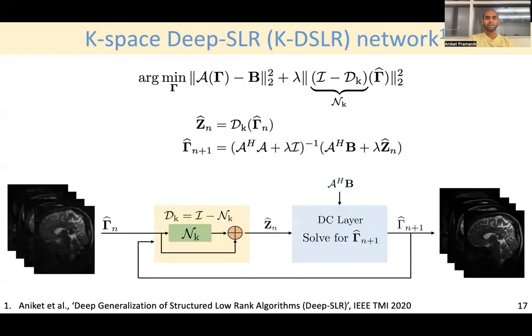So our group proposed a K-space deep SLR network where instead of having a linear convolution block, we replace it with a CNN block, which is a nonlinear convolution block, and use it in a model-based setup where we combine it with a data consistency block and the network alternates between these two, which is unrolled for a finite number of iterations and trained end to end.